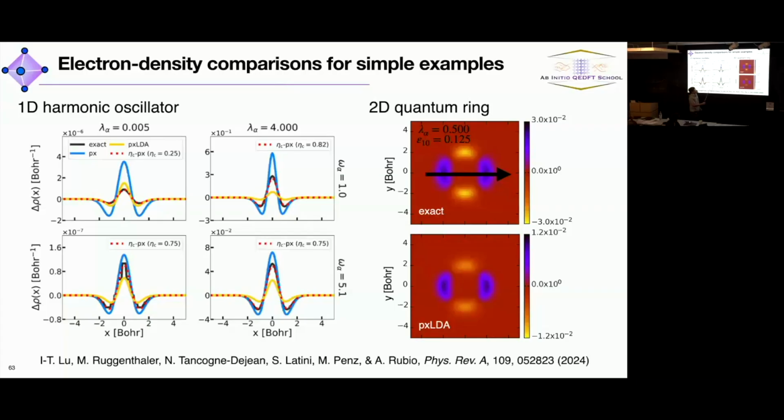In addition to 1D, we can also do a 2D quantum ring. There's a ring, and there's one electron inside, and we solve the electron density exactly, and show here the electron density difference inside and outside the cavity. Along the polarization direction, the electron will localize. Using the PSLDA, you can see that you can also capture this feature quantitatively quite well. Okay, so this is the ground state density.